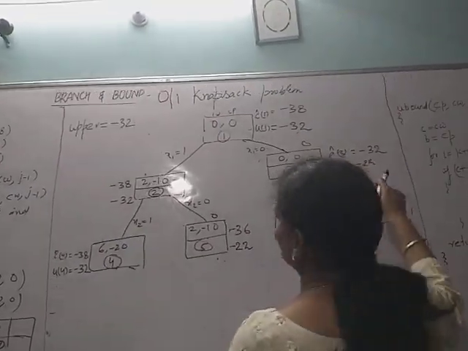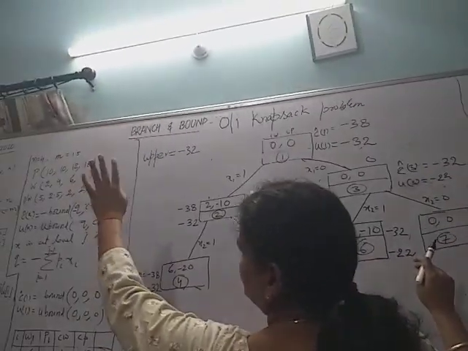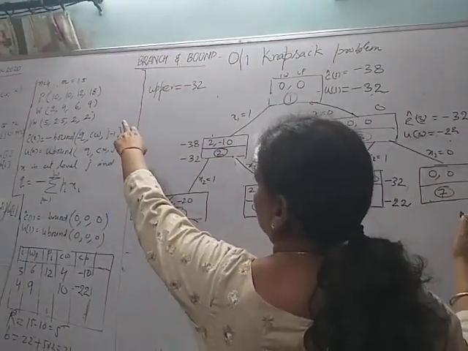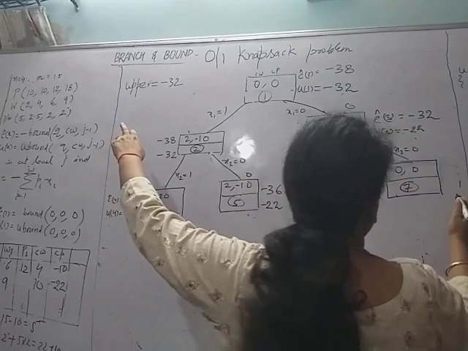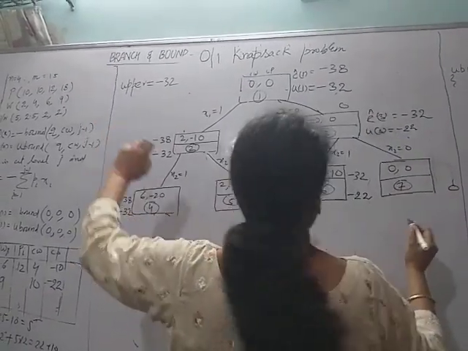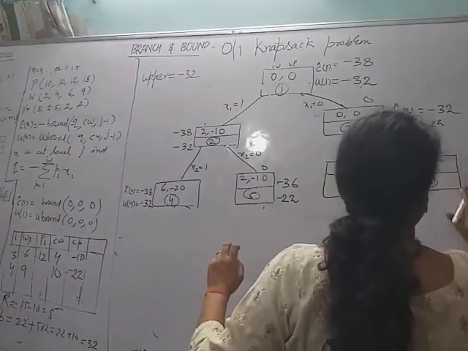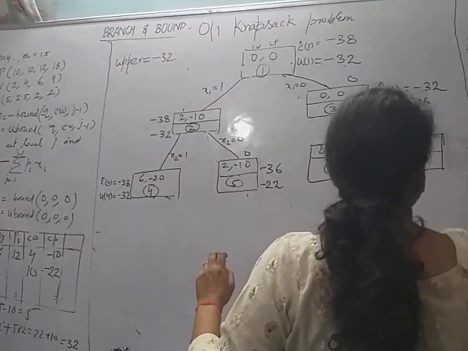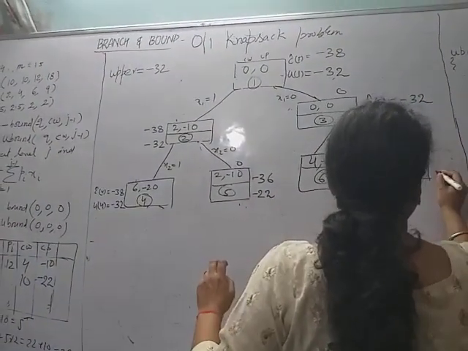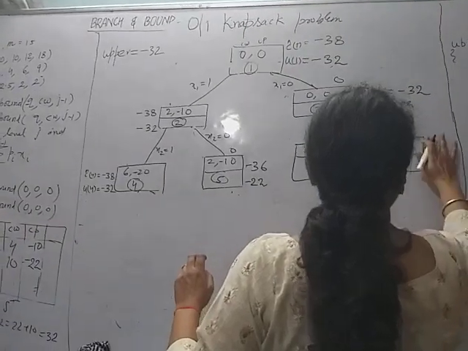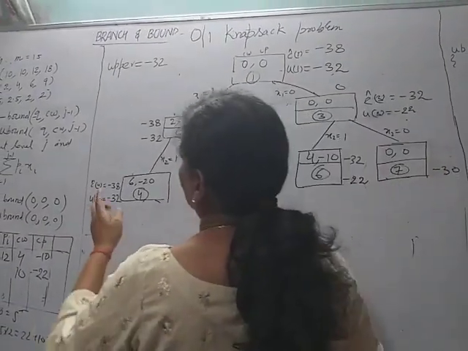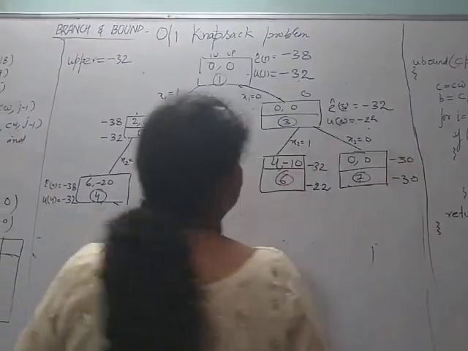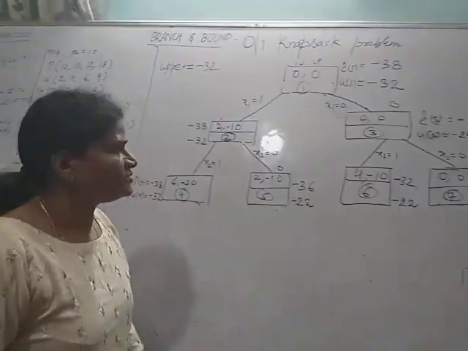Now come here, 0 0. Both the first and second objects have been excluded. So the upper bound is 12 plus 18, that is 30, minus 30. And if we consider the lower bound, this is also minus 30.